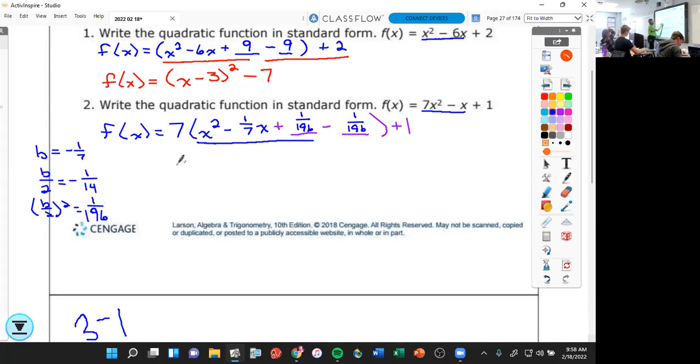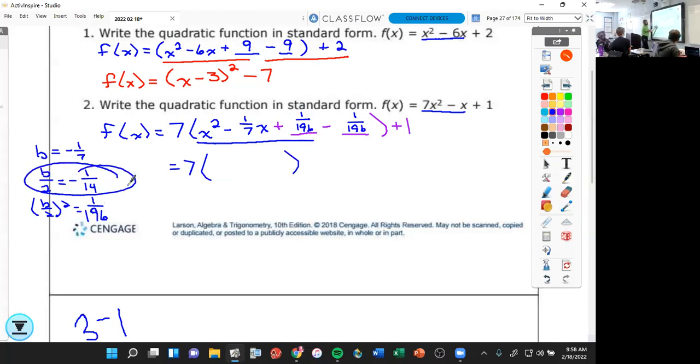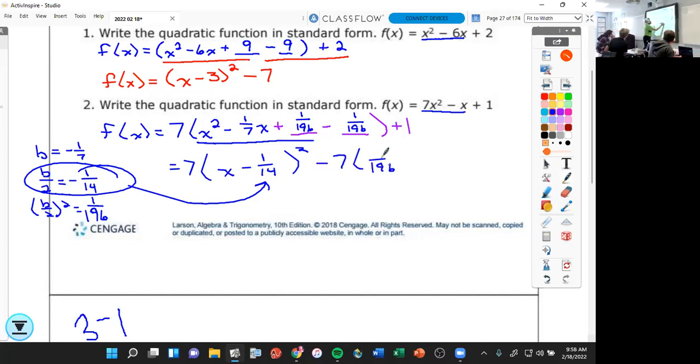When doing this, the neat thing about it is this piece factors into, this guy is so important, x minus 1 over 14 squared, minus 7 times 1 over 196, plus 1, and then y'all can finish it from there. Okay.